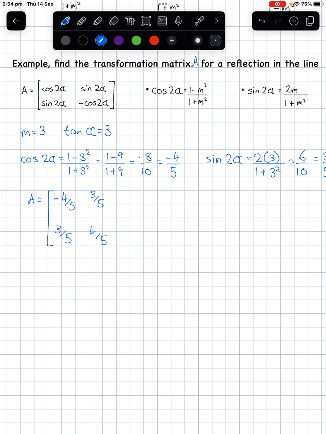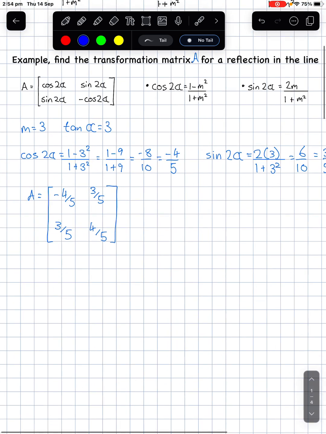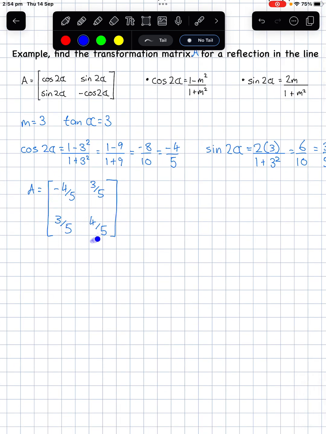And we've now come up with our transformation matrix for this one, which means that if we draw the line y equals 3x, we can reflect any 2 points in it quite easily using this. All right, I'm going to leave that there.